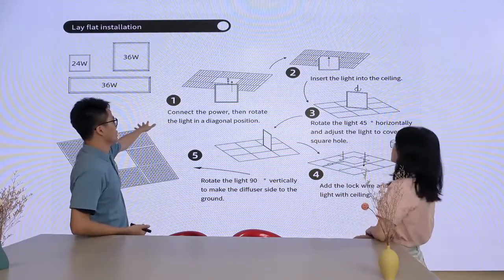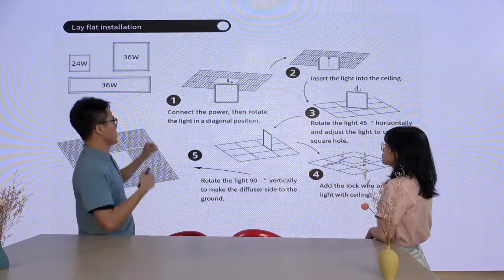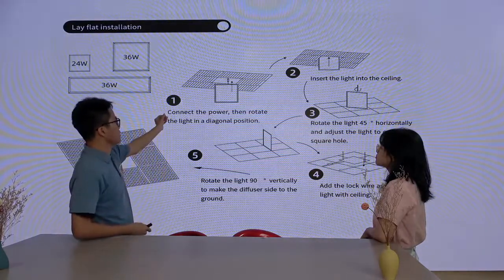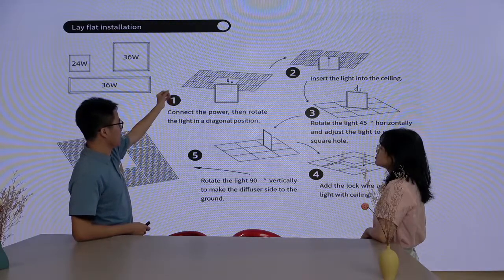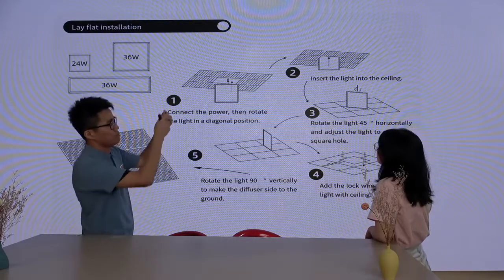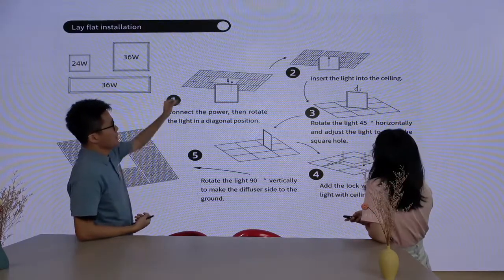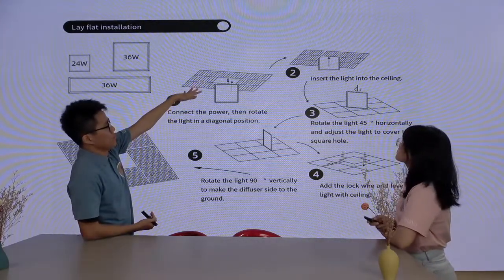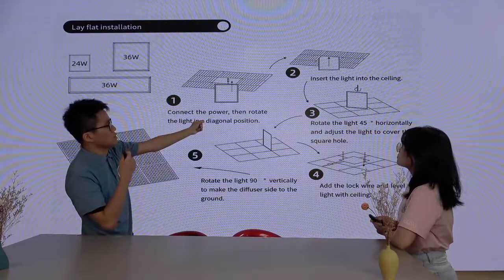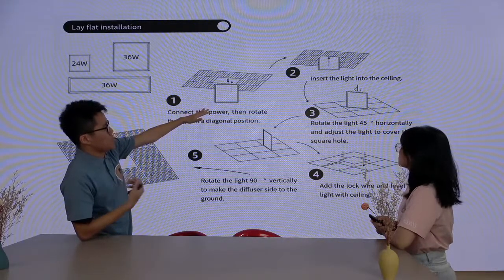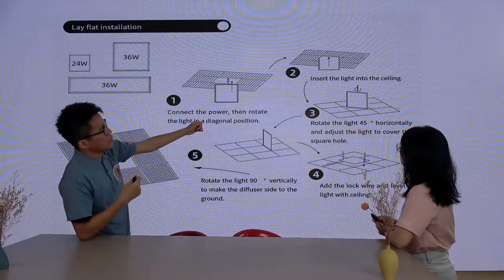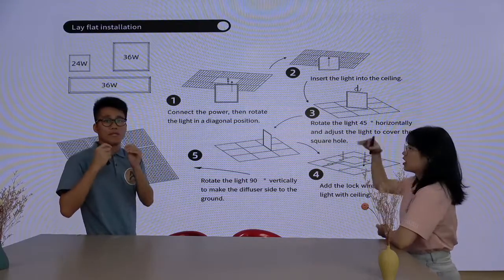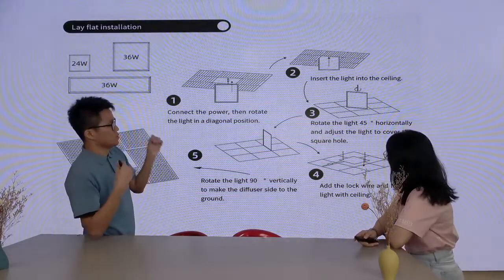The first step is we need to connect the power with the panel light, and then we route the light in the diagonal position to make sure the panel light can be put into the ceiling. Yes, and after the panel light is inserted into the ceiling, we need to rotate the panel light 45 degrees horizontally into the right position to make sure the panel light can face the ground, and 100% match the square hole.